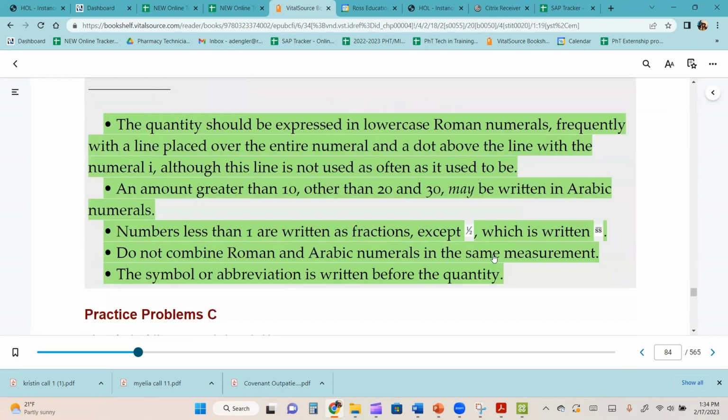So some points to remember: the quantity should be expressed in lowercase Roman numerals, frequently with a line placed over the entire numeral and a dot above the line with the numeral 1. Although this line is not used as often as it should be, an amount greater than 10, other than 20 and 30, may be written in Arabic numerals. Numbers less than one are written as fractions, except for 1/2, which is written SS with a line over top of it. Do not combine Roman and Arabic numerals in the same measurement. The symbol abbreviation is written before the quantity.